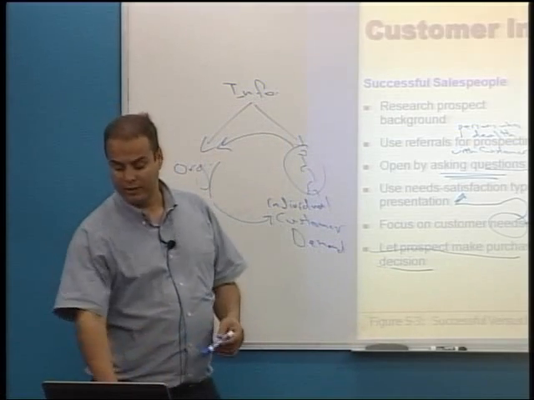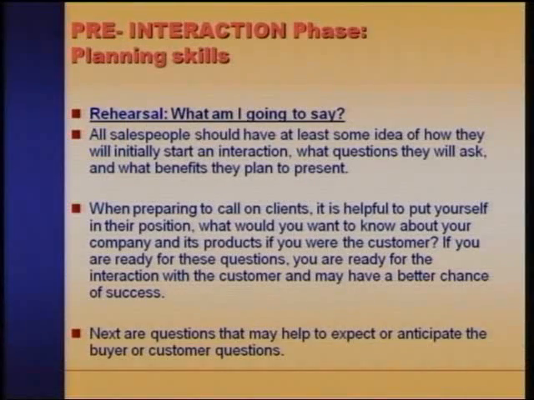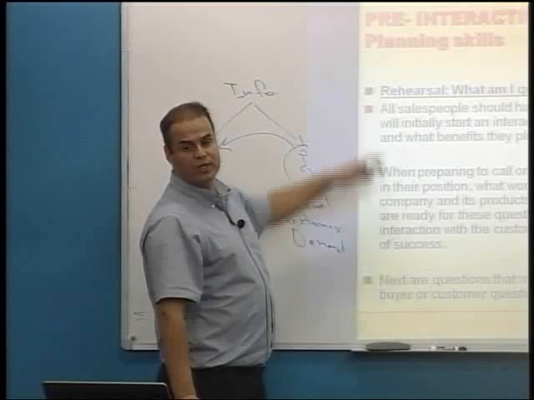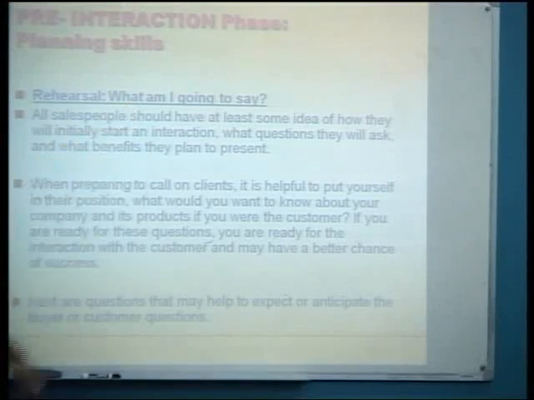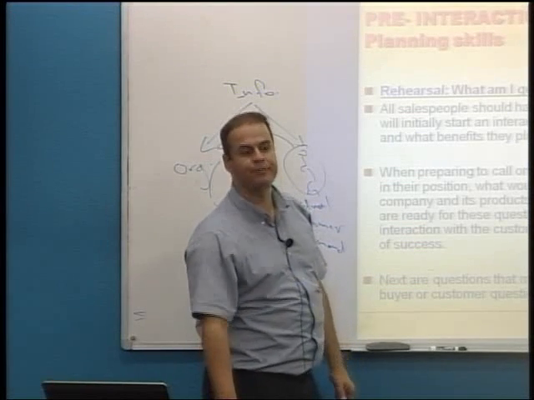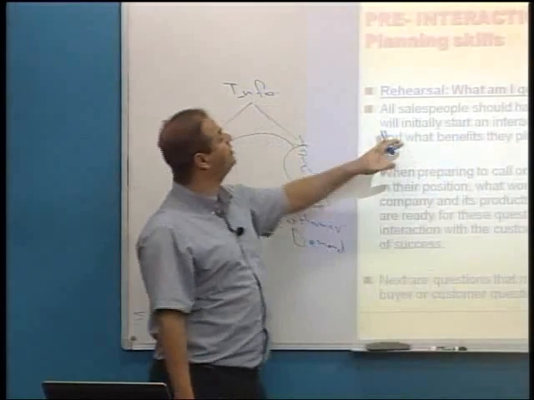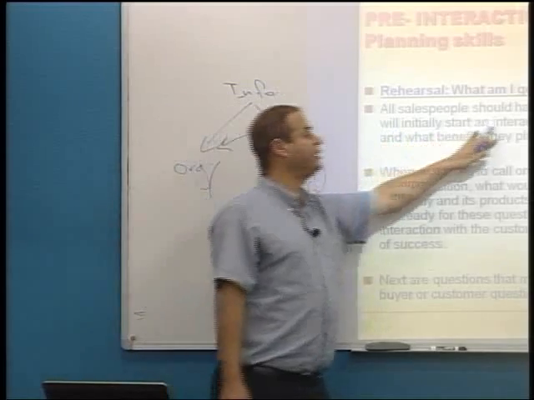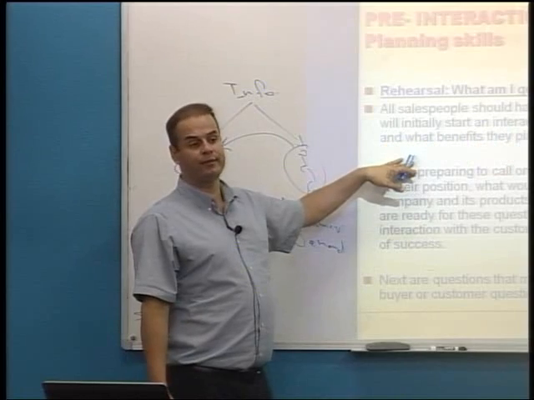Clear? Okay, let's conclude. We will conclude by talking about the fourth and last skill in the pre-interaction, which is rehearsal. As we said, rehearsal can be expressed by answering this question: what am I going to say to the customer or prospect? In other words, what is my message? So, all salespeople should have at least some idea of how they will initially start an interaction, what questions they will ask, and what benefits they plan to present.